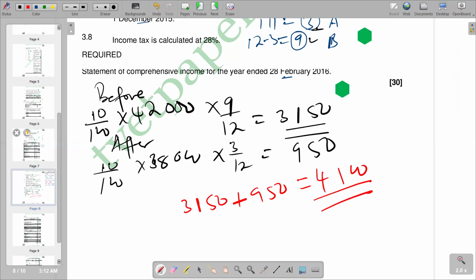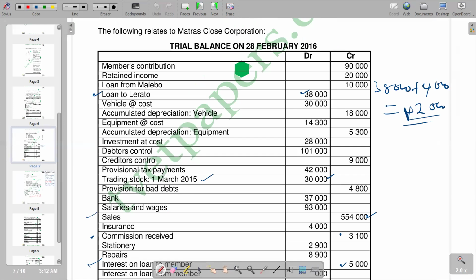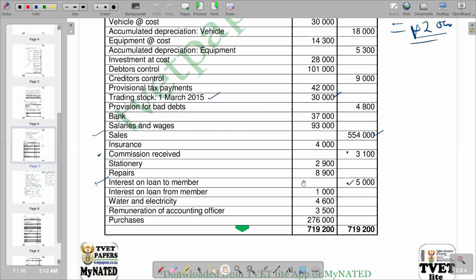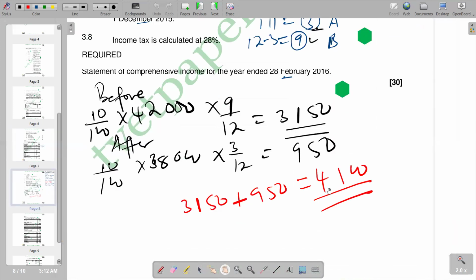But if you go back there, you would see that the amount of interest that was actually received, interest on loan to member, we put 5,000. So 5,000 is greater than 4,100. So it means the difference was an income received in advance. So the income received in advance is now 5,000 minus 4,100, whereby you are getting 900.